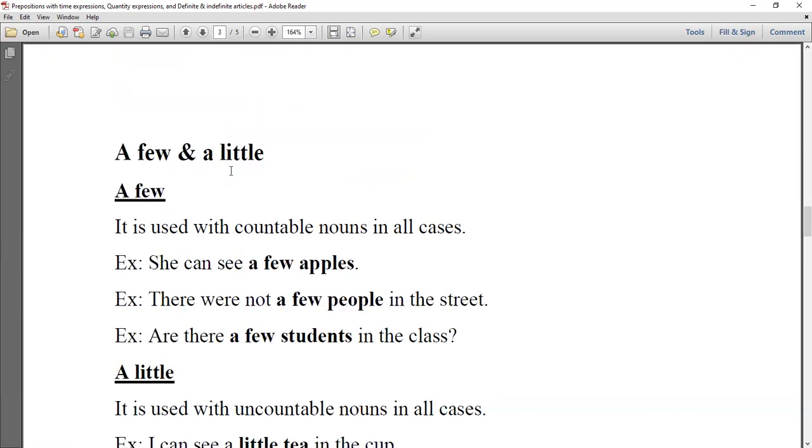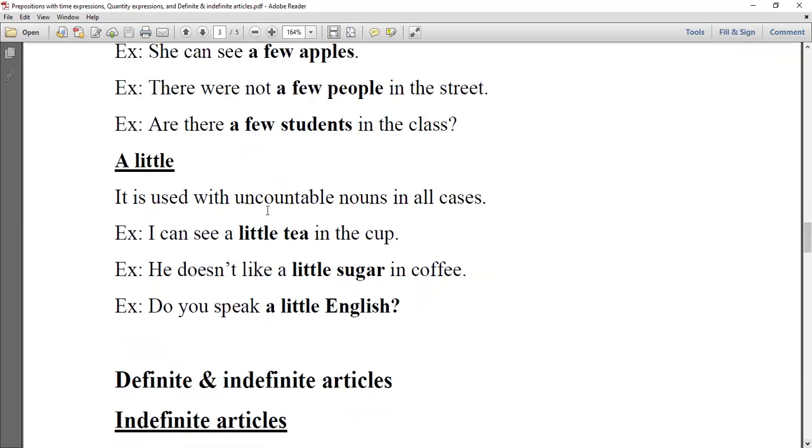A few and a little. We have a few. Both also mean "a small amount of". We use a few with countable nouns in all cases, meaning affirmative, negative, and questions. She can see a few apples. There were not a few people in the street. Are there a few students in the class? We have a little. It is used with uncountable nouns in all cases.